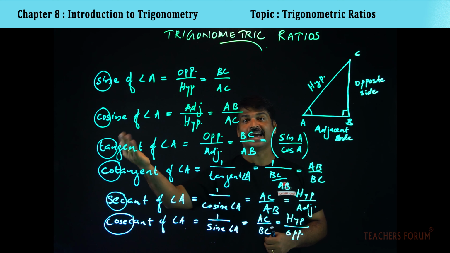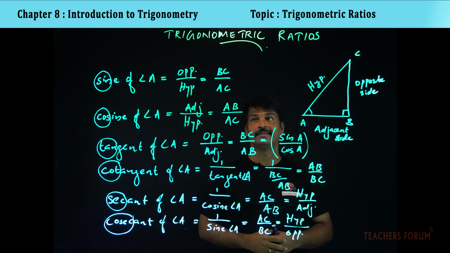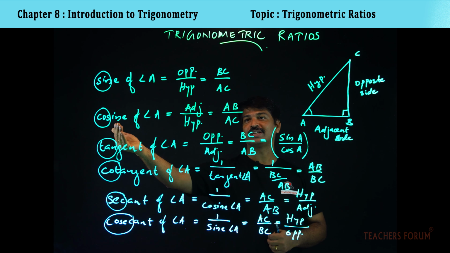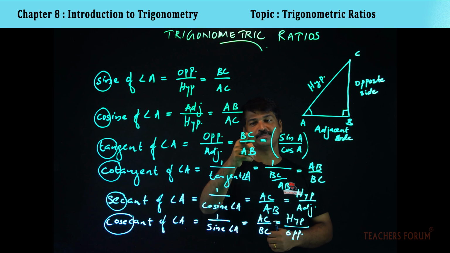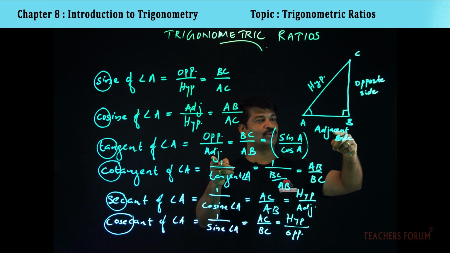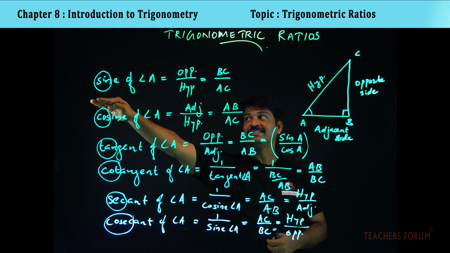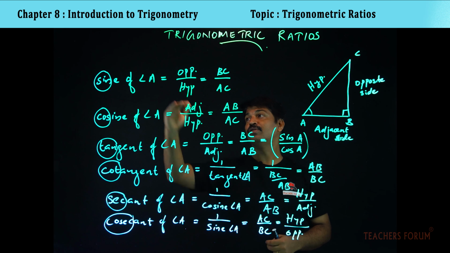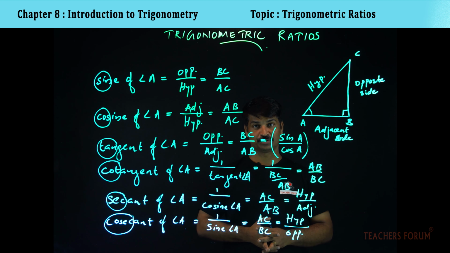Now how can we get tan A? You just divide sin by cos. You will get tan. You see, what is sin A? BC by AC. What is cos A? AB by AC. Just divide it. AC gets cancelled. You will get BC by AB. What is BC here? BC is the opposite side. What is AB? Adjacent side. So tan is defined as sin A by cos A or opposite side by adjacent side. So if you know sin A and cos A, you can find all the other trigonometric ratios.